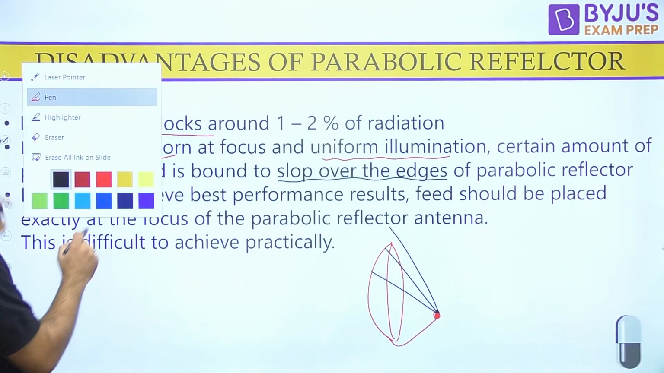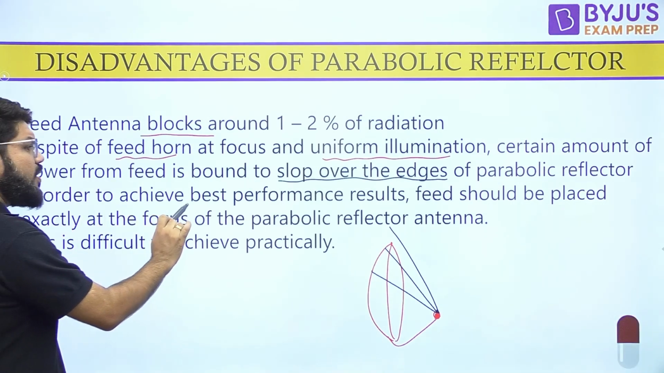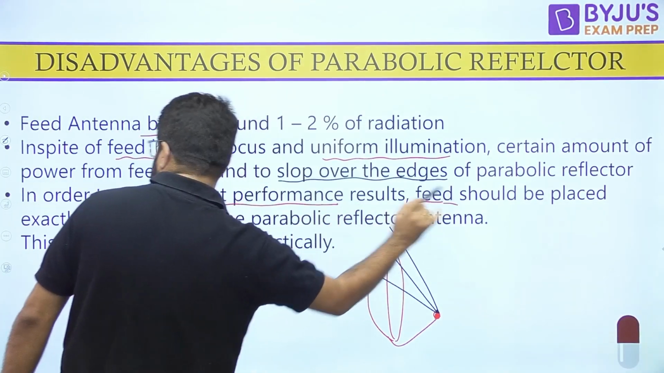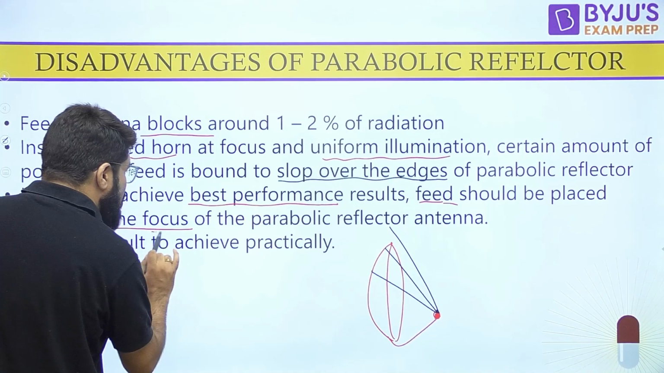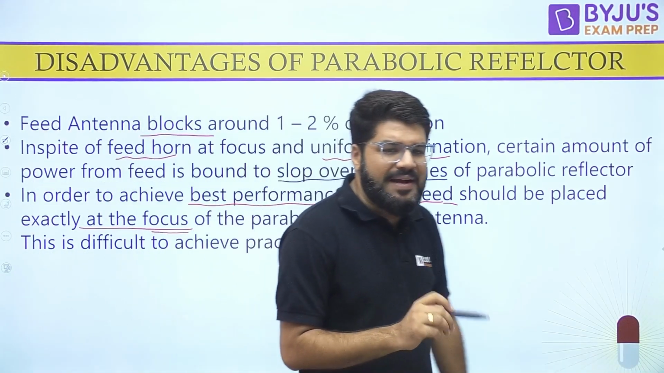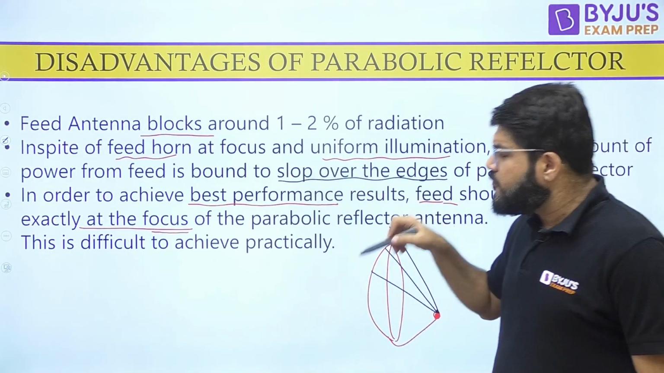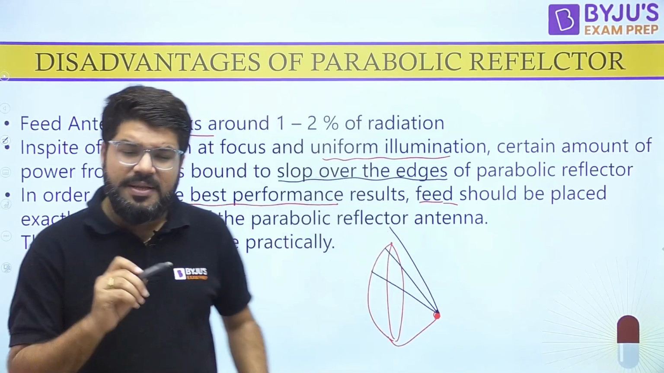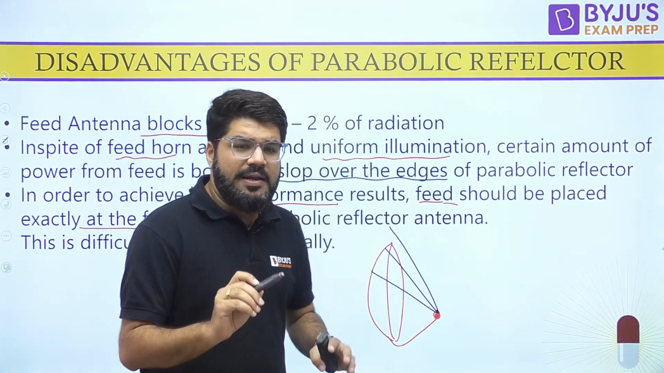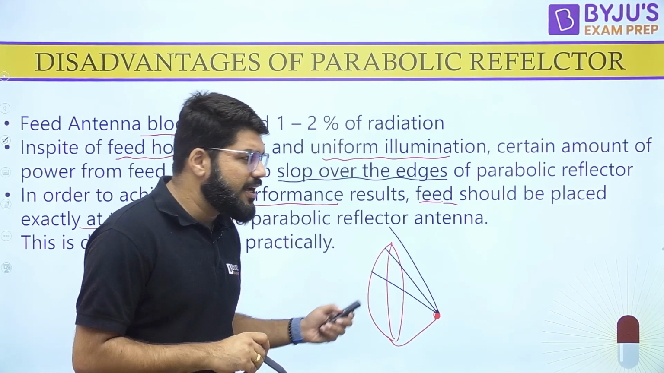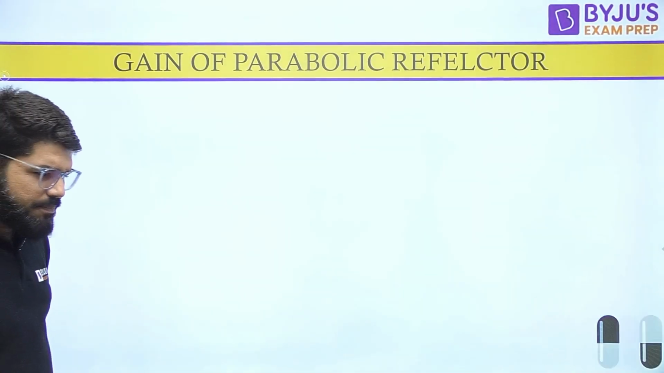Now one more important point: in order to achieve the best performance, the feed should be placed exactly at the focus, but this is usually practically not possible. Now, where is the feed placed? What is the distance of the feed from the center? Those ratios also I will give you, a little practical idea of where exactly they are placed. But let us talk about the gain of the parabolic reflector.